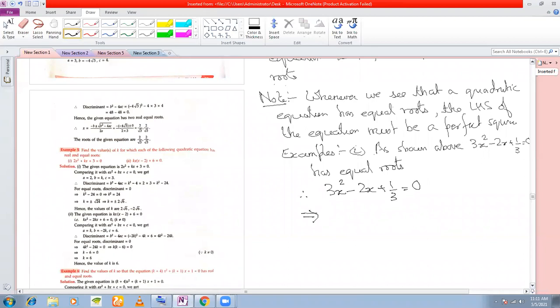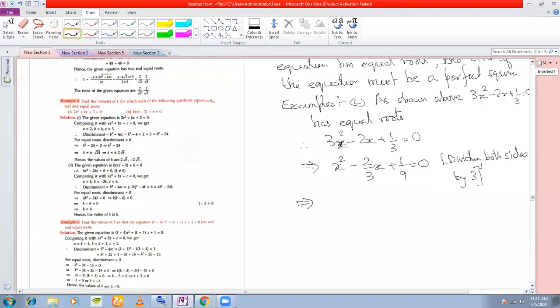What I do is I divide both sides by 3. Why do I divide both sides by 3? Because I want to make the coefficient of this x square as 1. So I divide both sides by 3 to get x square minus 2/3 x plus 1 by 9 equal to 0. Dividing both sides by 3 to make the coefficient of x square as 1. Okay. Now see.